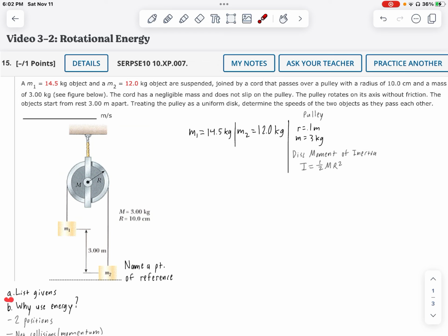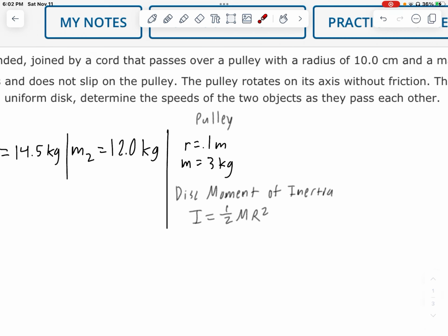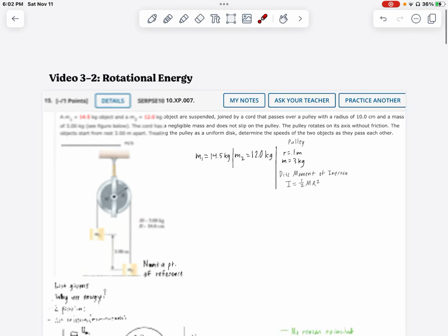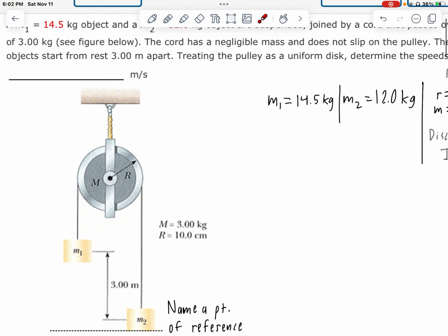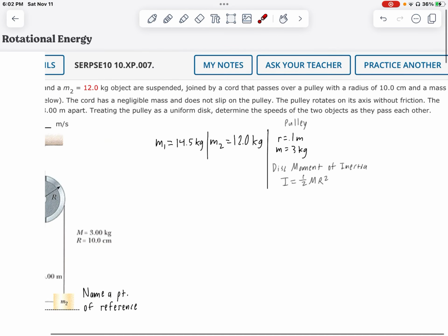So I wrote down here A, list givens: mass 1, mass 2, and then some attributes of the pulley. Its radius is 0.1 meters, mass is 3 kilograms, and this will probably come in handy later, so we'll write down that because it's a disk shape, its moment of inertia is 1/2 mr squared.